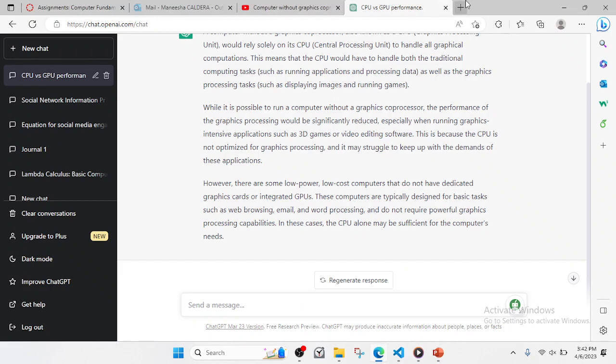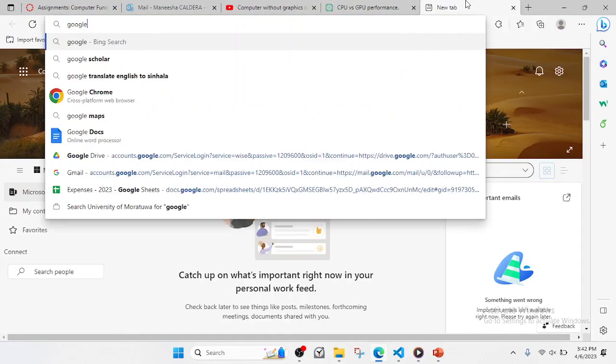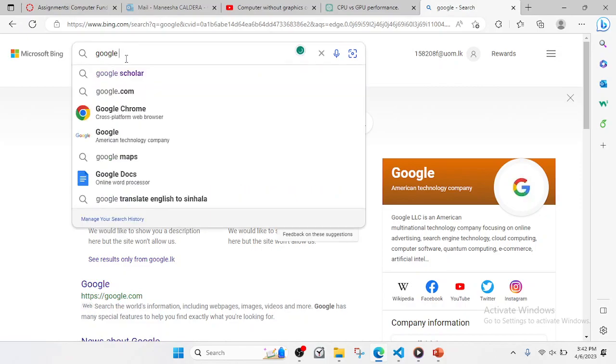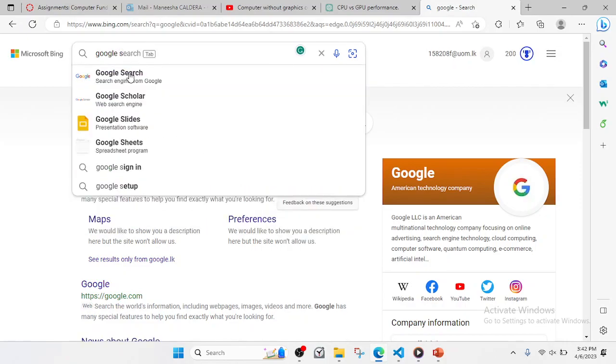Now we'll go to Google Scholar. Right, we'll go to Google Scholar and we'll read one article now. All right.